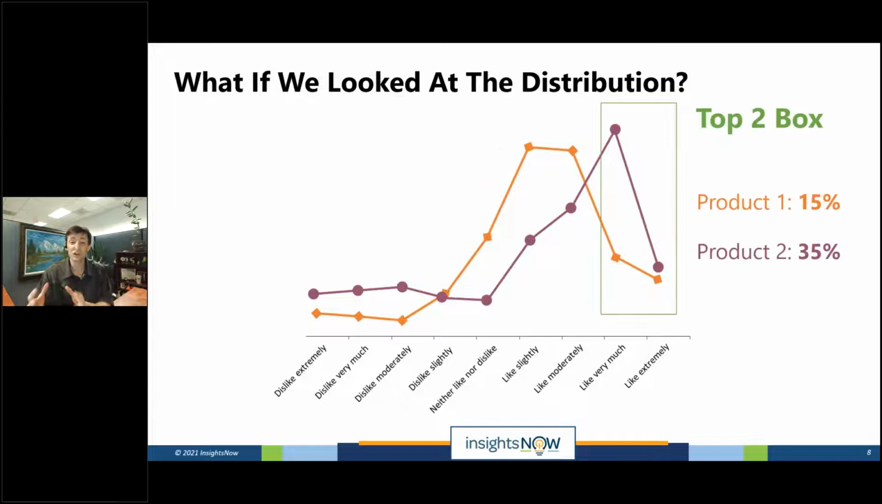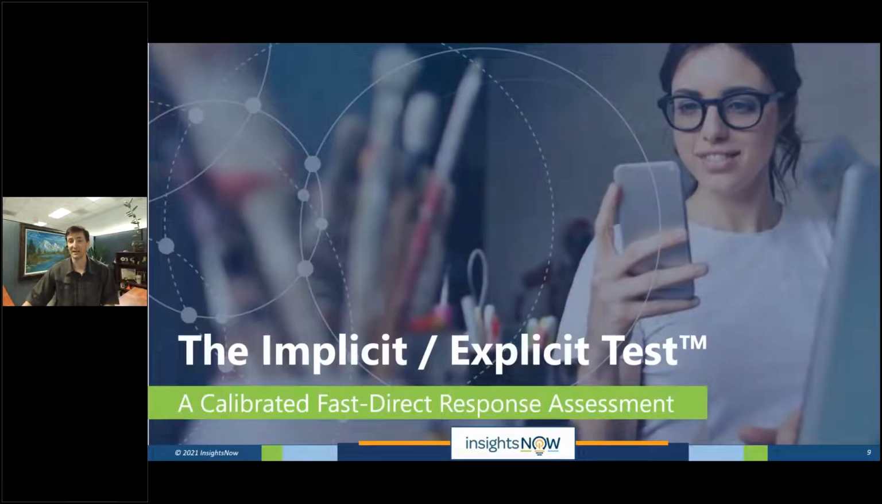So just looking at the top two box score here, product one, 15% of the people were like very much or like extremely. Product two, 35% like very much or like extremely. So while they get the same exact mean score overall, there are differences in the patterns themselves. And that's what we're going to be talking about today. We're going to be looking at implicit and explicit data, and we're going to be starting to look deeper into some patterns within that implicit and explicit set.